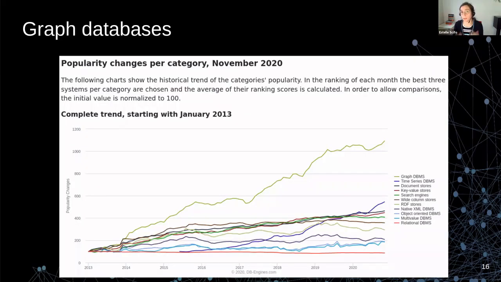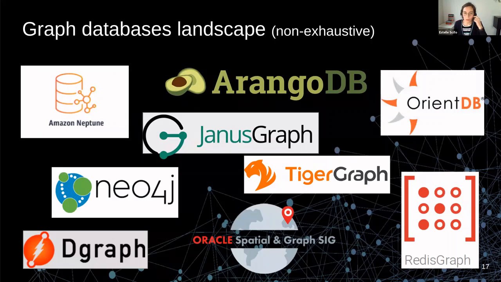Graph databases, the interest has been increasingly growing during the last years, as you can see on this chart showing the trend of interest. And the green curve at the top is the one concerning graph databases. So it's used as a replacement for SQL or for any data store. And we will see that we can use it as well for machine learning.